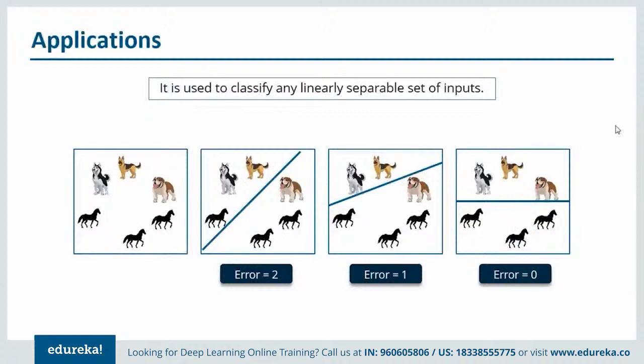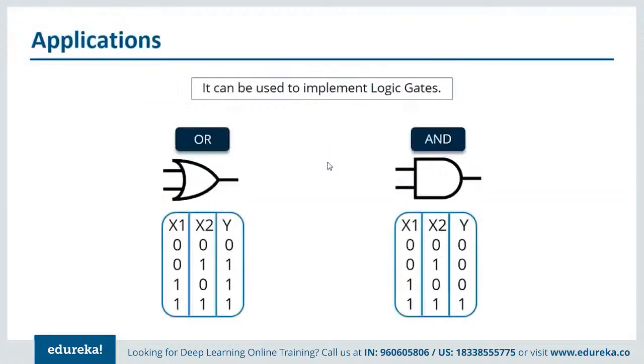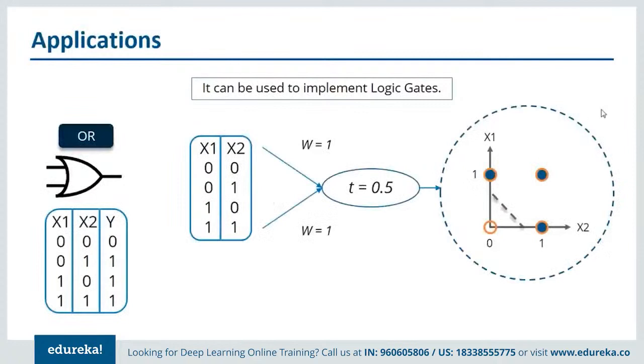This is how we can actually use a single layer perceptron in order to classify any linearly separable set of inputs. Now we can even use it in order to implement logic gates, that is OR and AND. Now let me tell you how you can do that. First we'll look at the OR gate. Now in the OR gate, what happens here is the truth table. According to that, we have two inputs, x1 and x2.